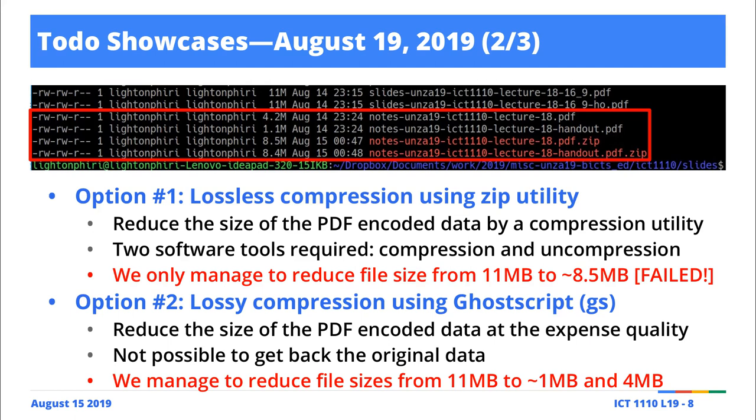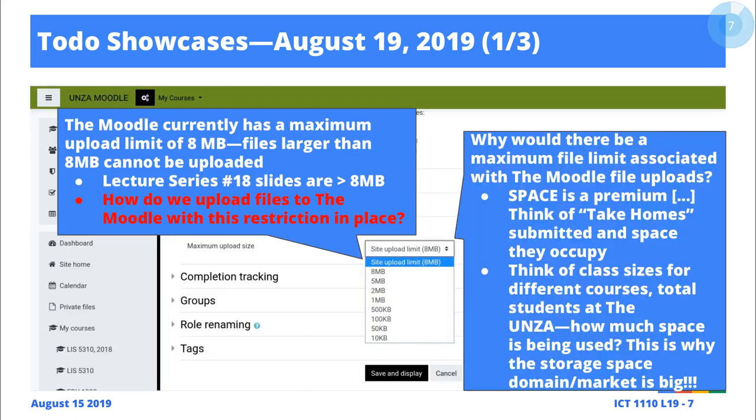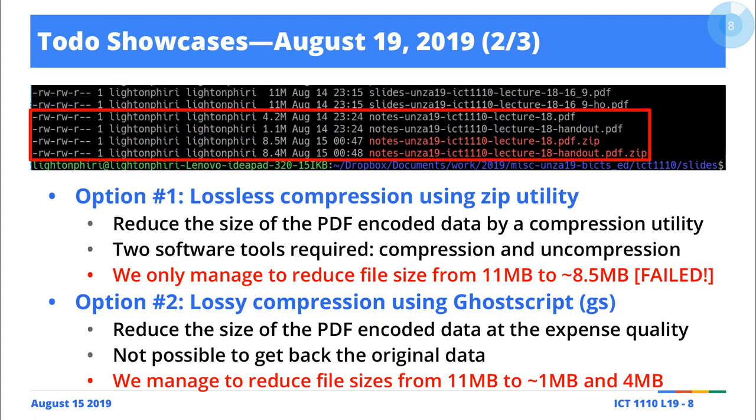But you notice that applying lossless compression doesn't really help me in any way. Sure, I'm able to reduce the size from 11 megabytes to 8.5 and to 8.4 megabytes, but still, I cannot upload these files to Moodle. Why? Because Moodle has a limit of 8 megabytes. This is more than 8 megabytes. So the only viable option for me is lossy compression.